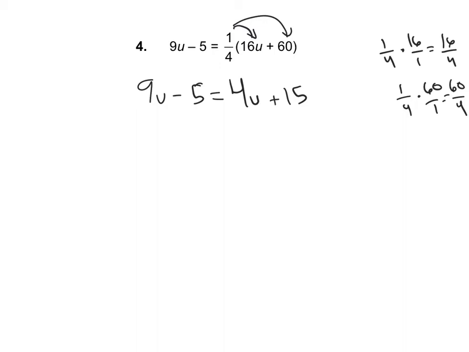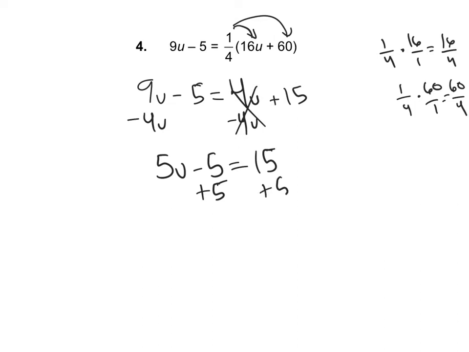I want to get our variable terms to the same side, so I'm going to subtract 4u to cancel it out over here on the right side. 9u minus 4u equals 5u. So we have 5u minus 5 equals 15. To get the 5u by itself, we're going to do opposite operations, add 5 to both sides, cancels it out over here on the left side. So we're left with 5u equals 20. And then we want to divide by 5 on both sides to get u is equal to 4.